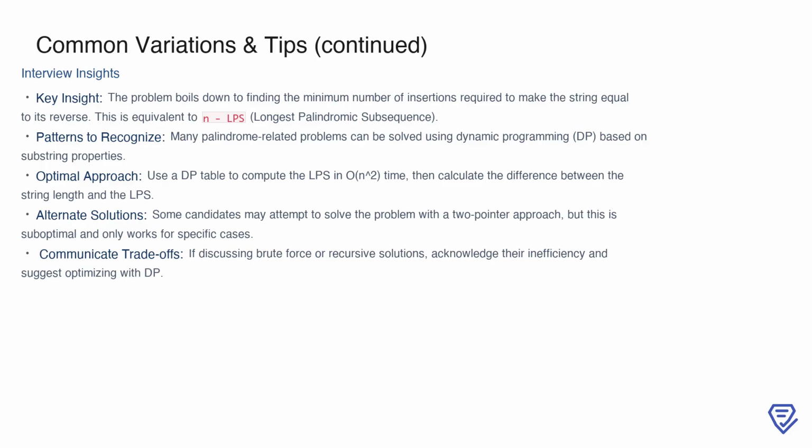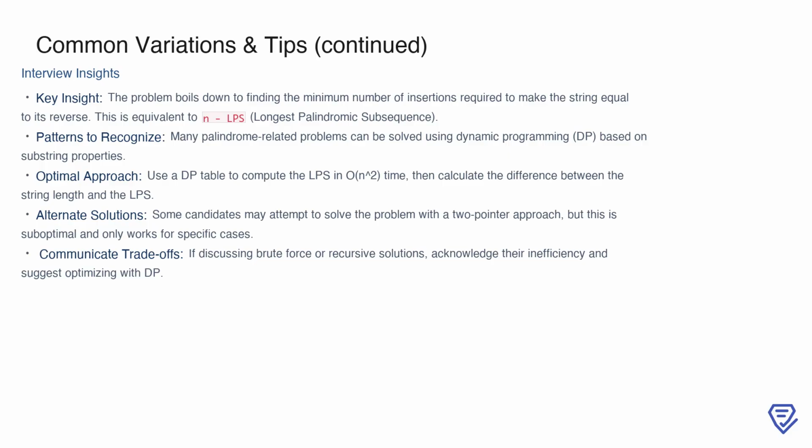interview setting. At its core, the task is to determine the minimum number of insertions required to make the string a palindrome. This can be simplified to an LPS, where LPS is the longest palindromic subsequence. Recognizing patterns is crucial here, as many palindrome-related problems can be approached using dynamic programming based on substring properties. The optimal method involves constructing a DP table to compute the LPS in n squared time. From there, the difference between the string length and the LPS gives the answer.